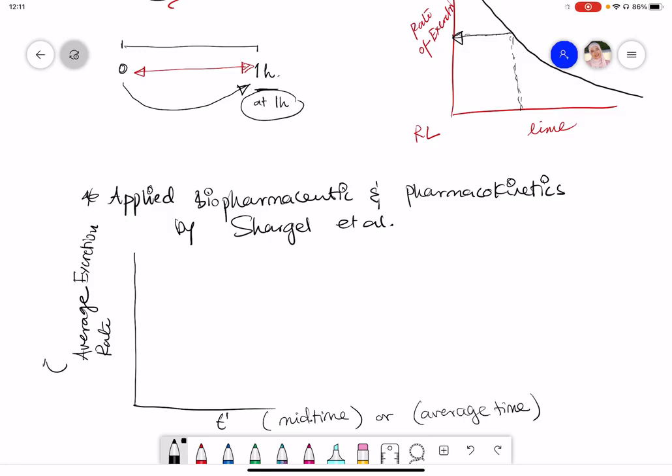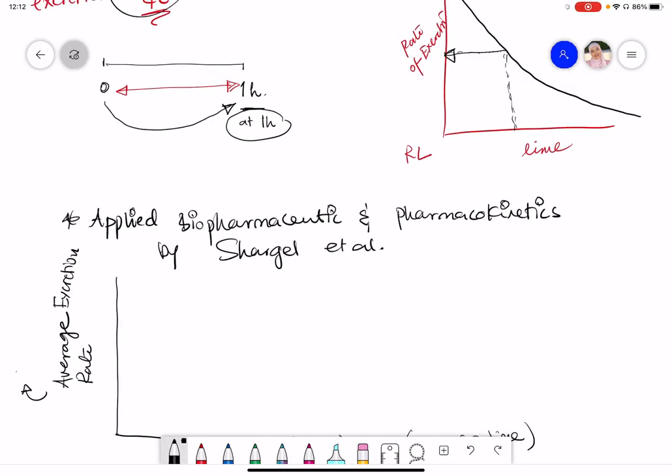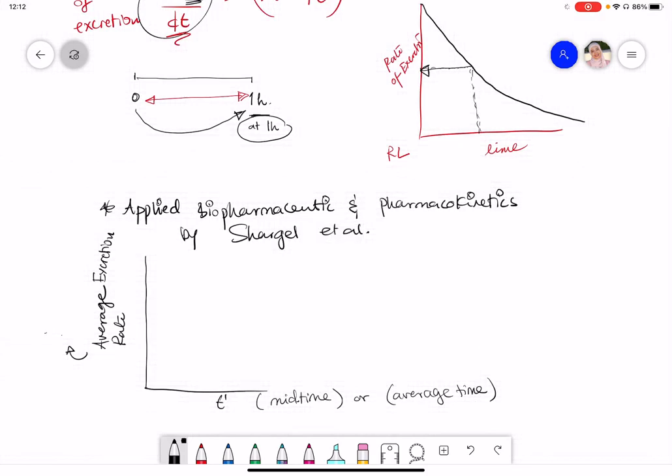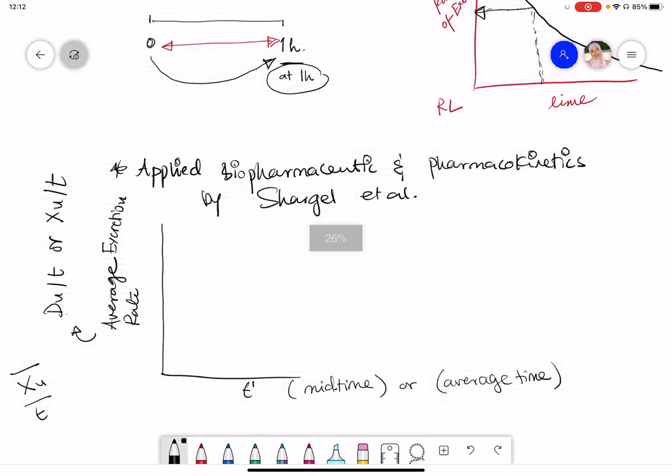Sometimes you will have this again according to your reference as du over dt over t, sorry, or Xu over t, or sometimes you'll have it as average. So it depends on the reference that you're having, but we just keep it, as I mentioned, according to the reference as average excretion rate.